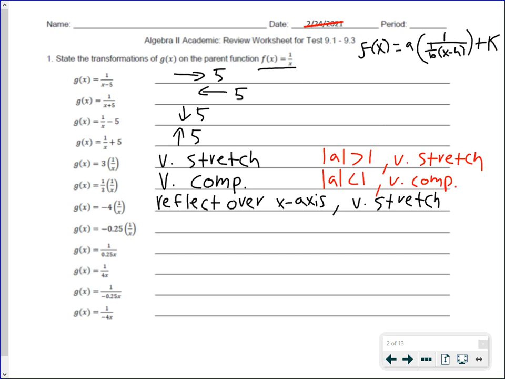Next, we have g of x equals negative 0.25 times 1 over x. So our a term is negative again, so that means we have another reflection over the x-axis. So reflect over x-axis, and at the same time, the absolute value of negative 0.25 is a positive 0.25, and positive 0.25 is less than 1, so that means we have a vertical compression as well.